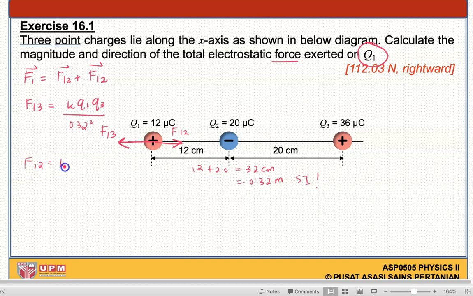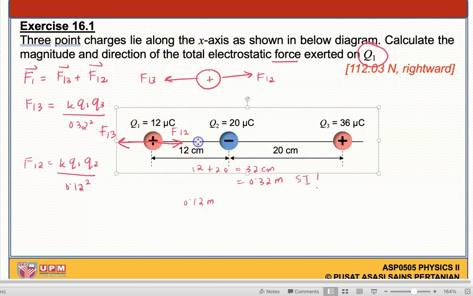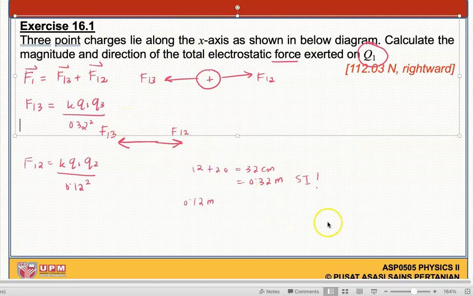And what about F12? kQ1Q2, the distance between charge 1 and charge 2 is 12 centimeter, that is 0.12 meter. So 0.12 meter squared. Okay, so to write down the equation properly, let's write the Q1 charge here. So this is F12, this is F13. They are both on the x-axis. There are no angles. So now we can erase this guy over here.